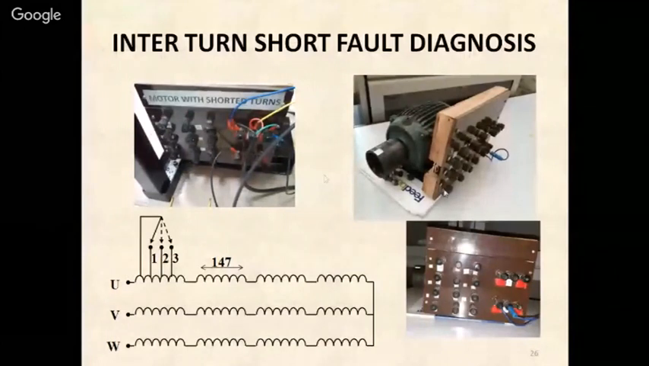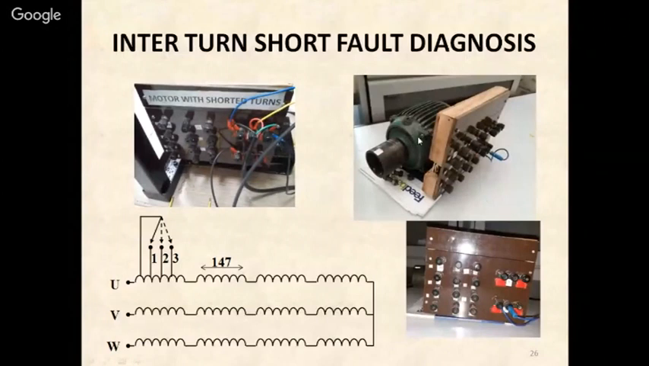So first of all, we will discuss this motor that we have developed. We have rewound this motor. This is a 0.5 HP 3-phase induction motor. We have got it rewound, and we have made provision for creating some inter-turn short circuits in this motor. As you can see, it has 3 phases. Each phase has 4 coils, and each coil has 147 turns.